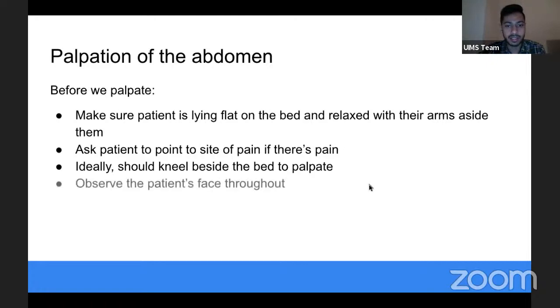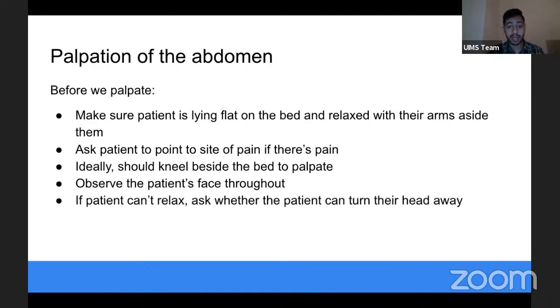And as I mentioned, we should always observe the patient's face throughout. That's because they could show no signs of tenderness or guarding, but their face could be grimacing, for example, if you touch a particular spot. Now, if the patient can't relax, what we usually do is ask the patient to turn the head away from the side that we're on. So, for example, if we're on the right side, we get the patient to turn left, and that usually does relax them.